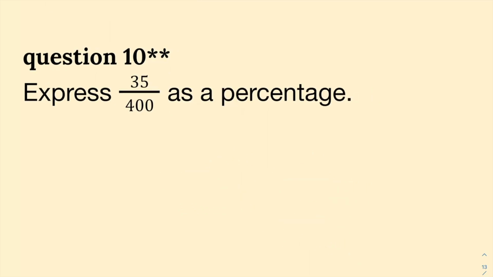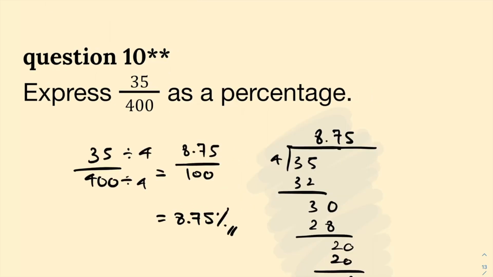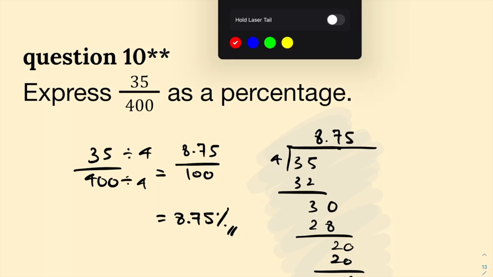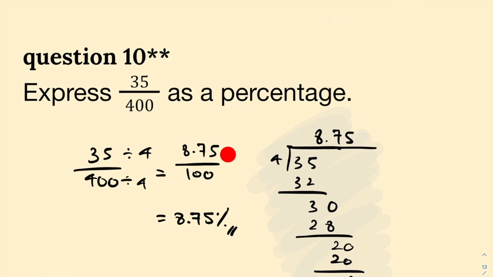Now we have 400 as the denominator. Well, we know what to do. We can divide by 4 top and bottom, and that will give us 8.75. You can use long division to get the numerator. And from here, just write this as the percentage, 8.75%.